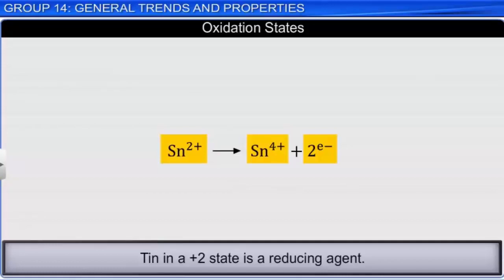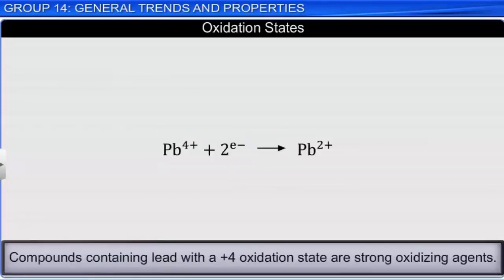Lead forms stable compounds with a +2 oxidation number. Compounds with lead in a +4 oxidation state are strong oxidizing agents. This means that lead-4 can gain 2 electrons, forming the lead-2 ion. Remember, the substance that undergoes reduction can be called the oxidizing agent.